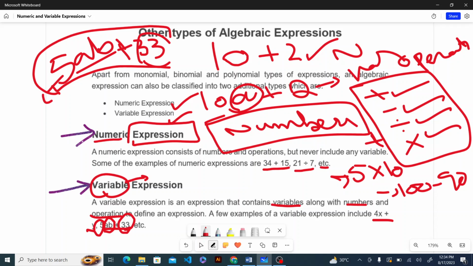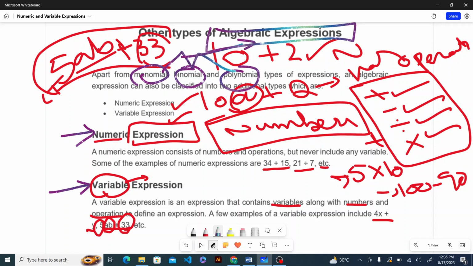So this is it for today's lecture. Only two types, other than before those we covered monomial, binomial, polynomial, these three we covered. These are three main types of algebraic expressions. These we covered in the previous video. And other than these three types, two more types are here of algebraic expressions, which we have covered today: numeric expression and variable expression. Okay, so I hope you now have clear idea about numeric expression, variable expression.